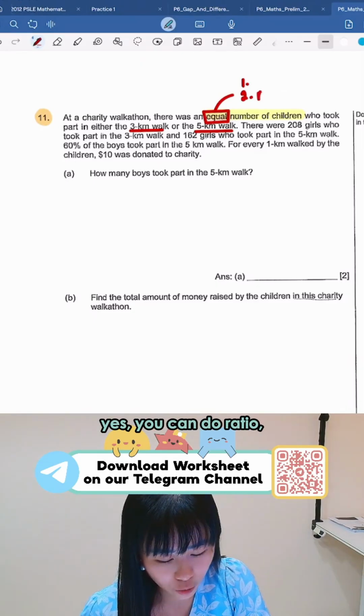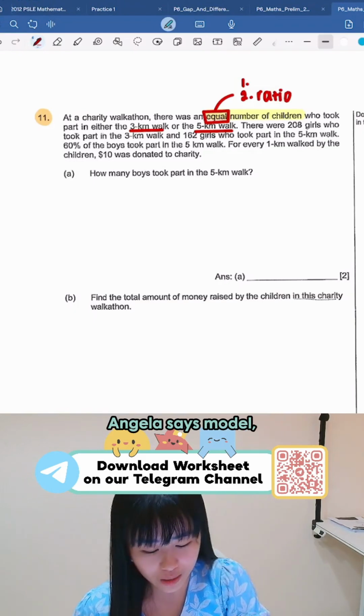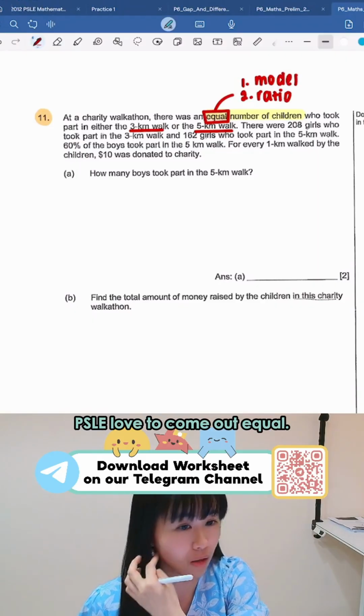Okay, somebody say ratio. Yes, you can do ratio. That is a very, very important method also when you see equal. Who can tell me? Angela says model. Very good. Model is super important. PSLE loves to come out equal.